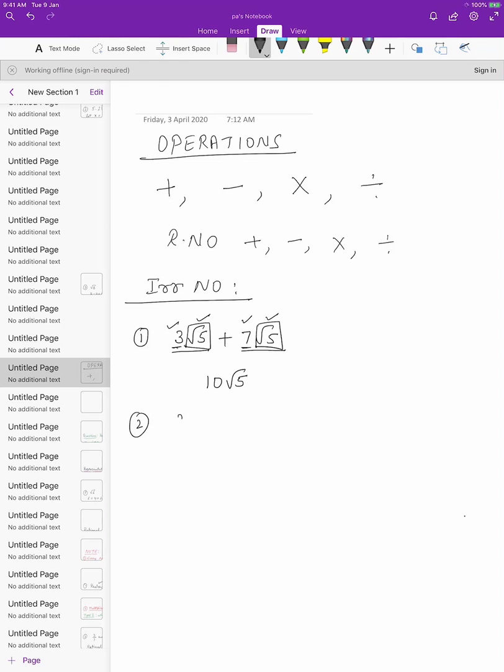Suppose I would have taken 3 root 5 plus 5 root 7. Will you be able to add these two numbers? No, because their irrational part is not the same. The same thing goes for subtraction also. Addition and subtraction, the same rules are there. Now suppose I take a number as root 128 plus root 512. By looking at these two numbers, immediately you will say no, they cannot be added. Why? Because irrational parts are not the same.